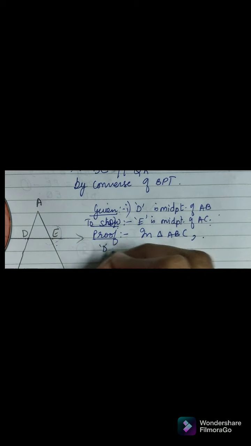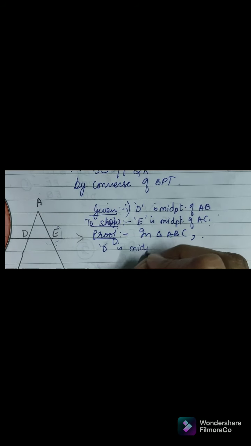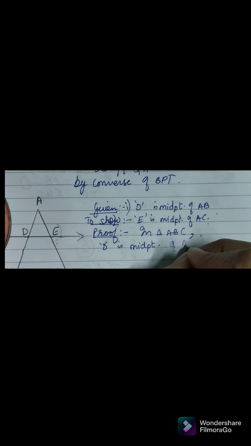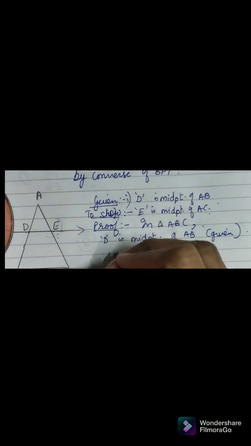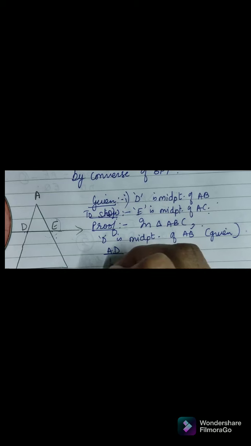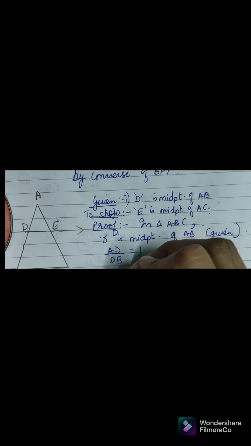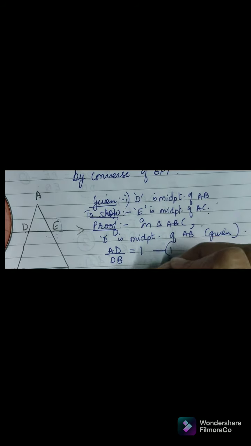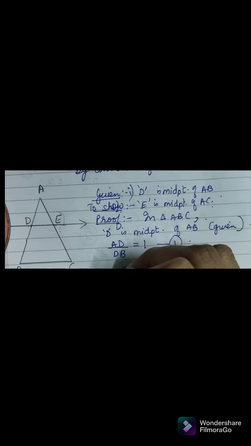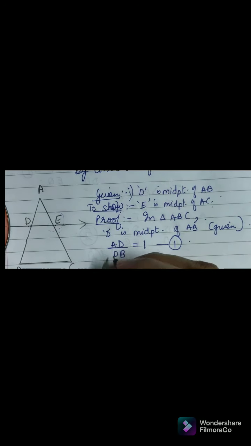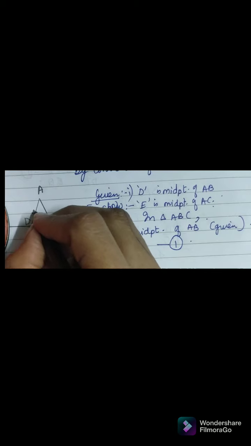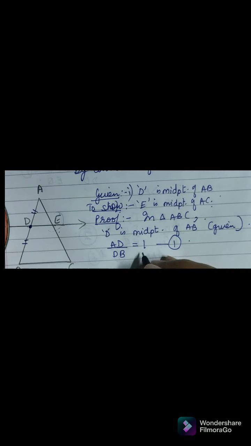Now I am taking triangle ABC. D is midpoint of AB. This is given to me, right? So can I say AD upon DB is equal to 1. I'm marking it as 1. Now why are both equal to 1? Because of midpoint theorem. Midpoint theorem में हमने पढ़ा है. This is equal to this, right?